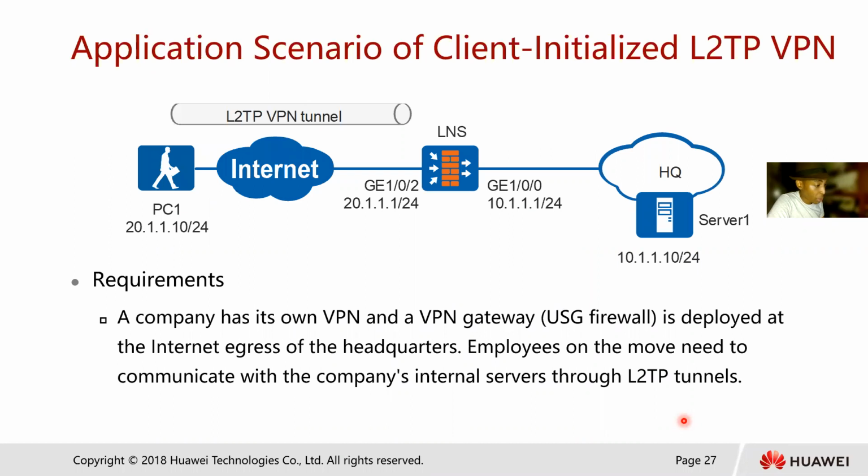You can see more of what the application scenario is and what you require. For example, one of the requirements is a company that has its own VPN and a VPN gateway, such as a USG firewall deployed at the internet egress. The internet egress is, for example, the exit of the headquarters, right? So you can see this there.